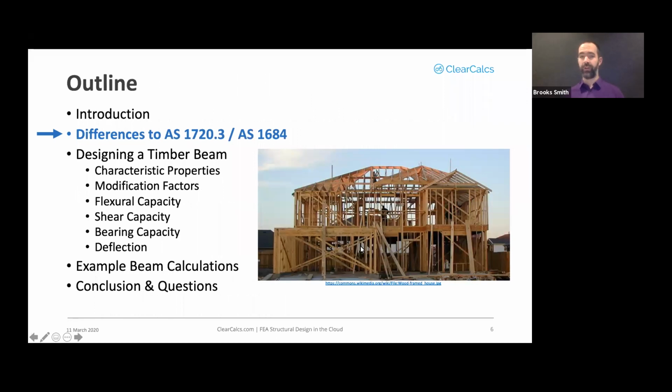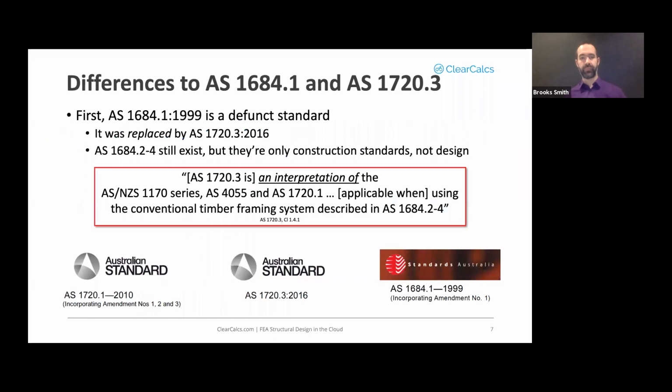So moving on to differences between AS1720.3 and 1684. So first off, AS1684.1 is a defunct standard now. If you have a copy of it still, you should toss it in the bin right now. It was replaced in 2016 by AS1720.3.